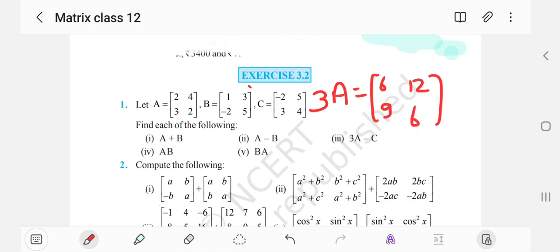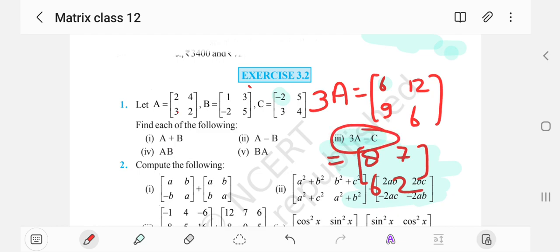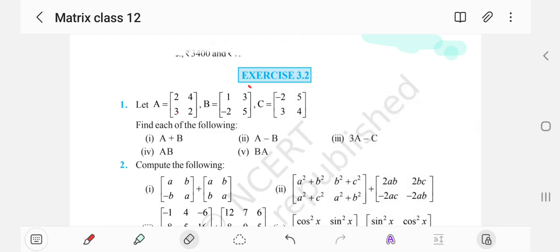This is 3A. Minus C, I have to subtract C. So when I subtract C, what will I get? Let me write it here. When I subtract minus 2 from 6, what do I get? 6 and 2 is 8, right? 12 minus 5, I will get 7. 9 minus 3, I will get 6. 6 minus 4, I get 2. So this is my answer: 6, 8, 7, 6, 2. This is my matrix, 3A minus C. I hope it is clear to you.